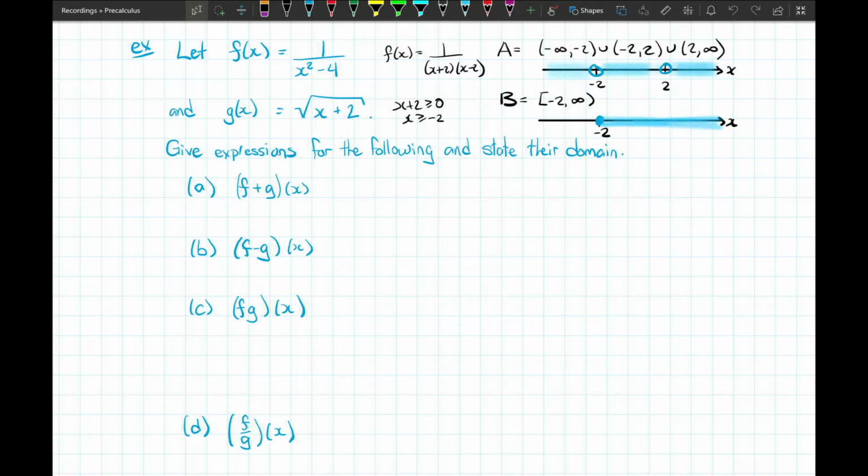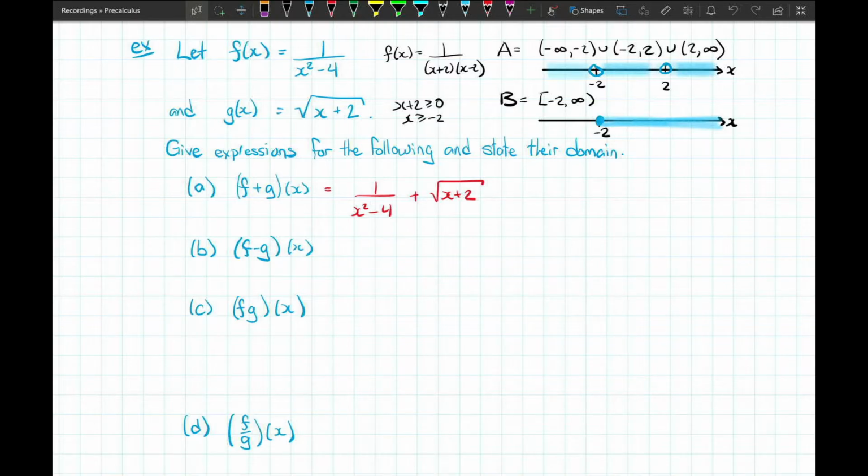All right, so for the first expression, let's take a look at f plus g of x. And that is simply just going to be adding the two functions together. Now, I'm sure we could do some simplifying here. We could get a common denominator and write this as a common fraction. But for the purposes of what we're really investigating right now, let's take a look at the domain. The domain is going to be the intersection of A and B.